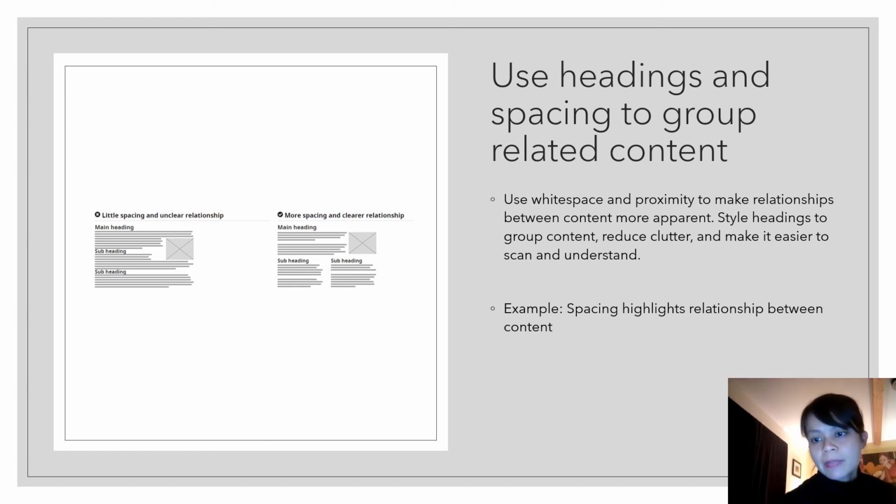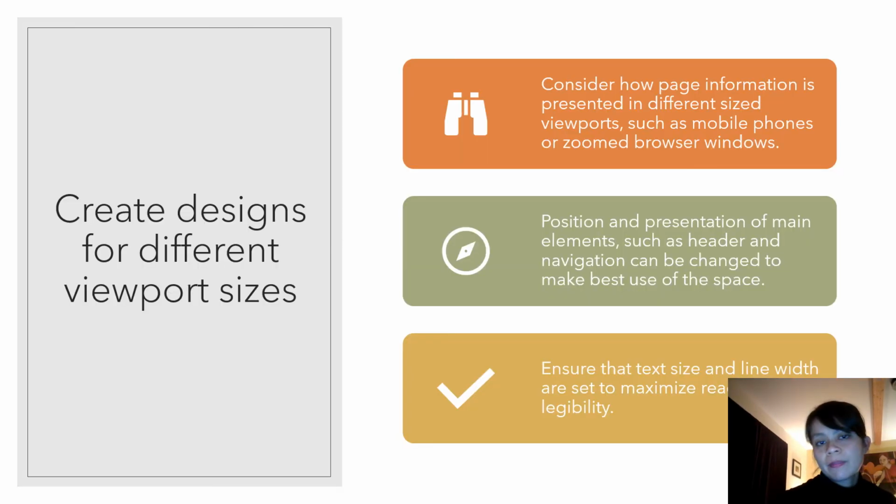Use headings and spacing to group related content. Use white space and proximity to make relationships between the content more apparent. Style headings to group content, reduce clutter, and make it easier to scan and understand. Okay, so in the example, spacing highlights relationship between content. Okay, so the space between content makes it obvious what each group of content is.